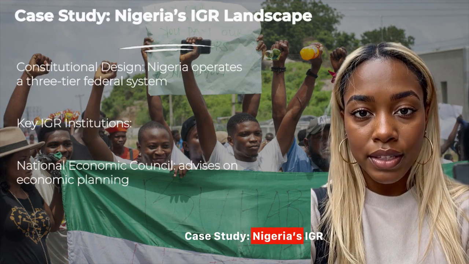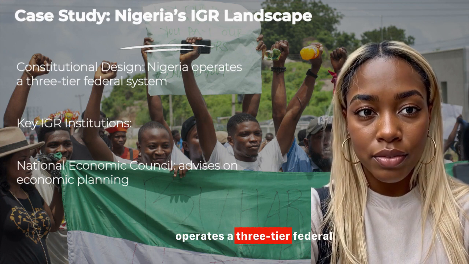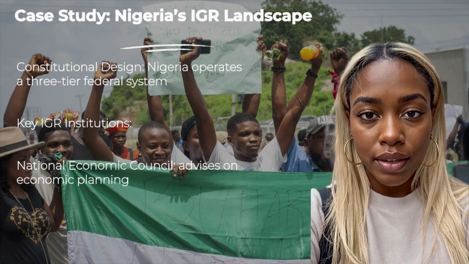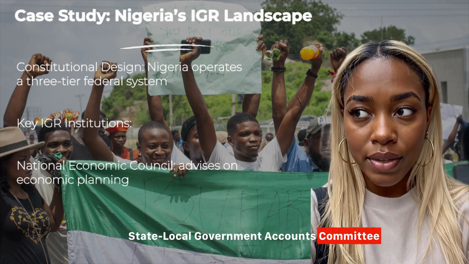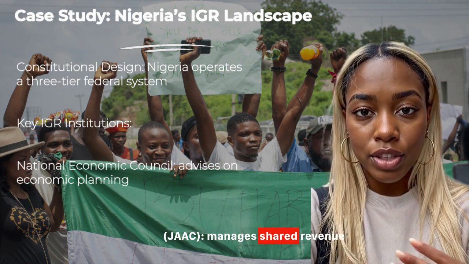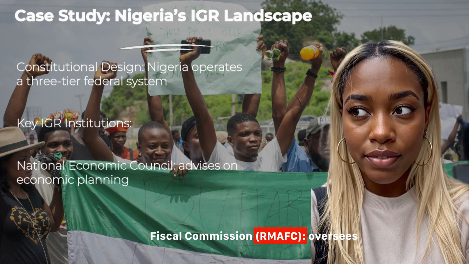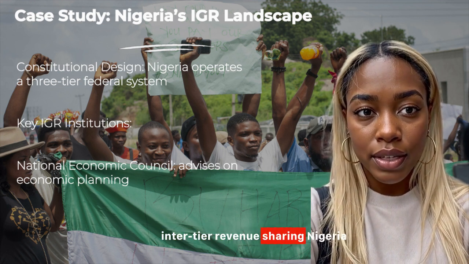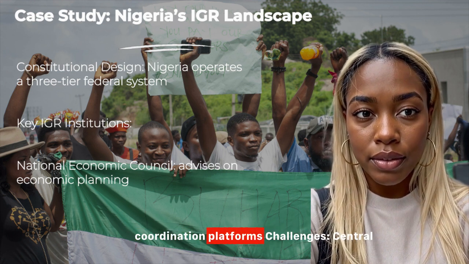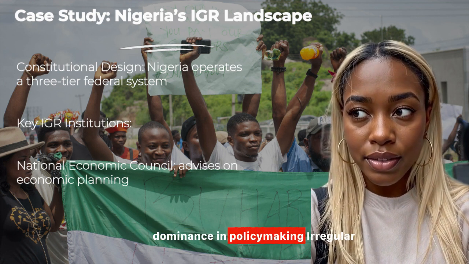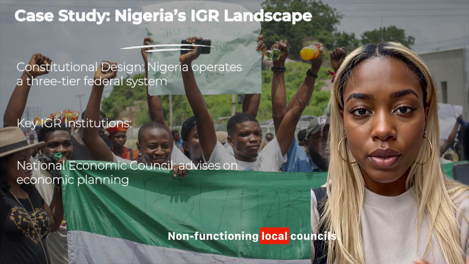Case study: Nigeria's IGR landscape and constitutional design. Nigeria operates a three-tier federal system. Key IGR institutions: the National Economic Council advises on economic planning; the Joint State-Local Government Accounts Committee, JAAC, manages shared revenue; the Revenue Mobilization Allocation and Fiscal Commission, RMAFC, oversees inter-tier revenue sharing. The Nigeria Governors Forum and ALGON serve as lobbying and coordination platforms. Challenges: central dominance in policymaking, irregular council meetings, political interference, and non-functioning local councils.